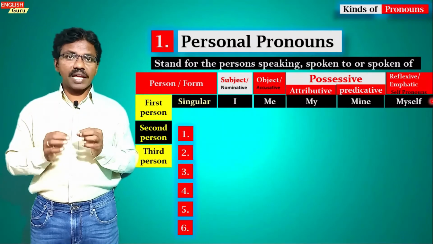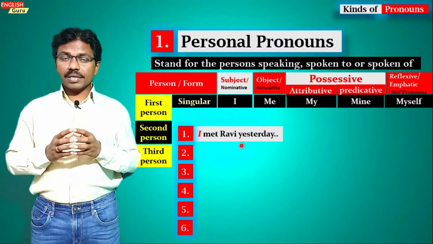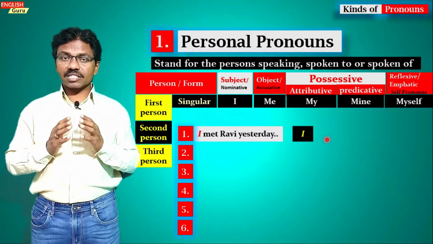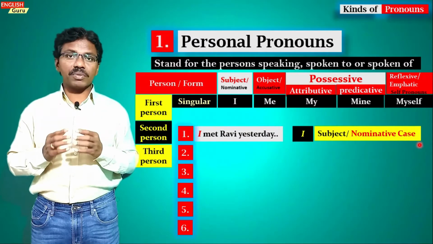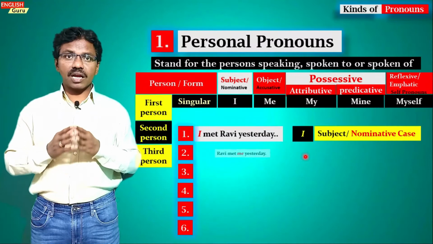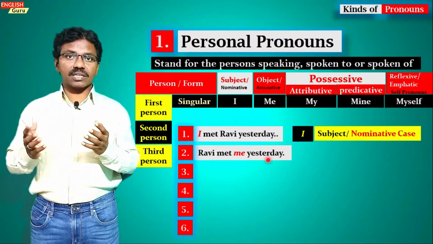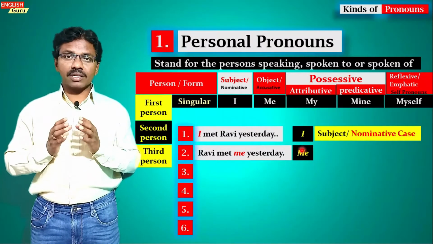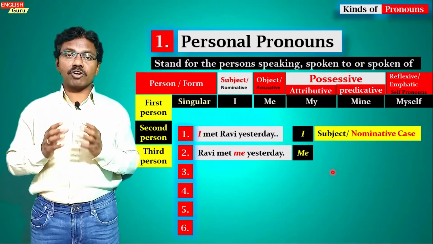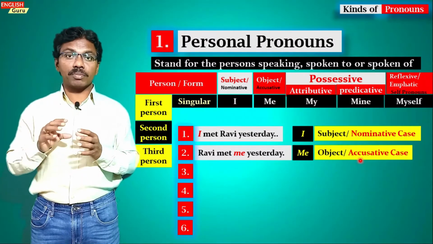The first one is I met Ravi yesterday. I is a pronoun and it is a subject of the sentence and it is in the nominative case. In the second sentence, Ravi met me yesterday. Here me is a pronoun and it is in the form of objective and it is in an accusative case.